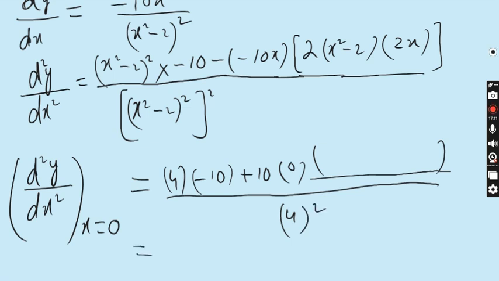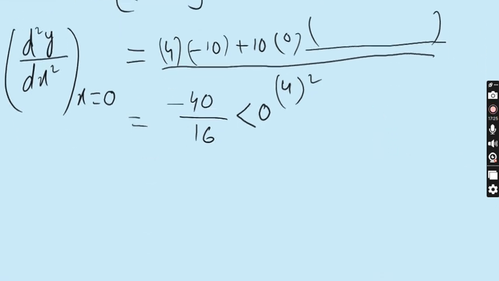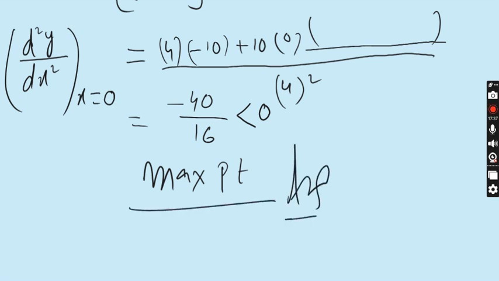So 4 into minus 10 is minus 40, 4 square is 16. This whole answer is less than 0 because it is negative, and you know, when the answer is negative, the nature is maximum. So the value of x is 0. It is called the maximum point. This is our final answer of part 3.